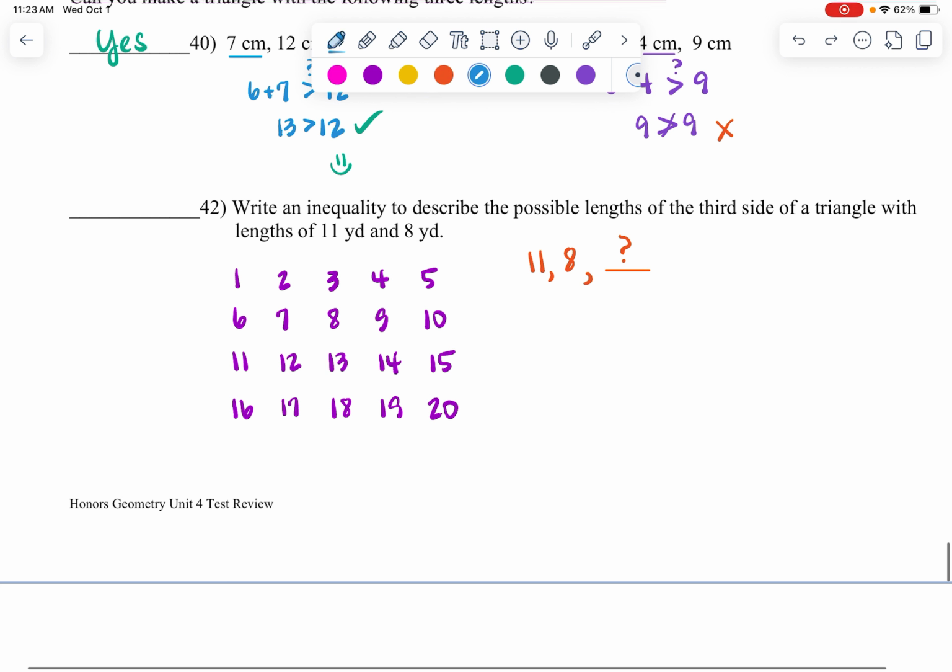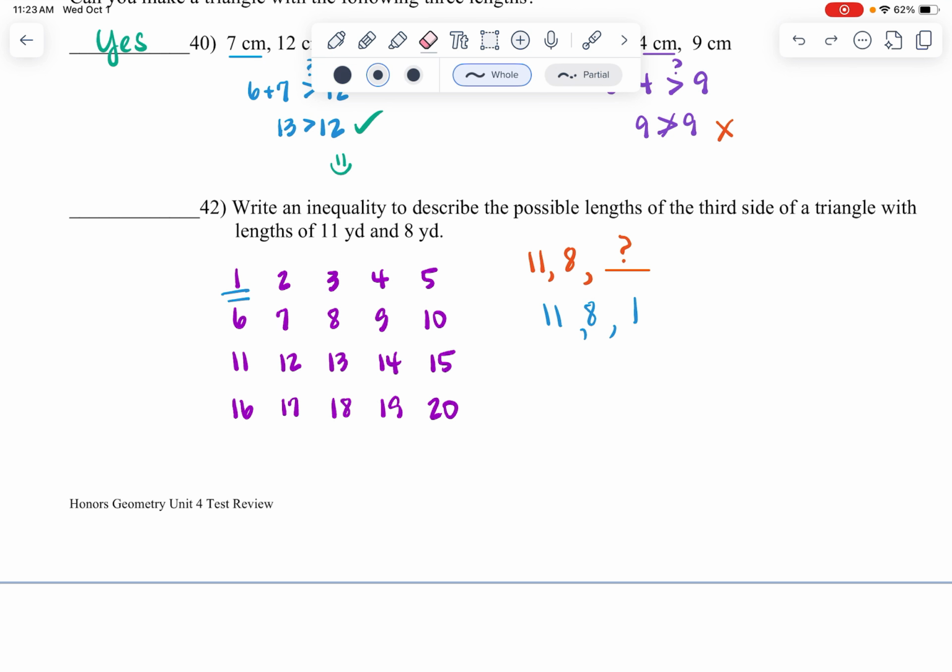All right, so let's ask ourselves, could my third side be a 1? So could it be 11, 8, and 1? Well, no, because 8 plus 1 is only 9, and 9 is not greater than 11. Again, you can do all that in your head. So I'm going to X this out. It cannot be 1.